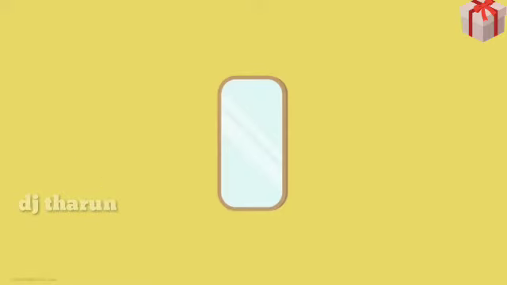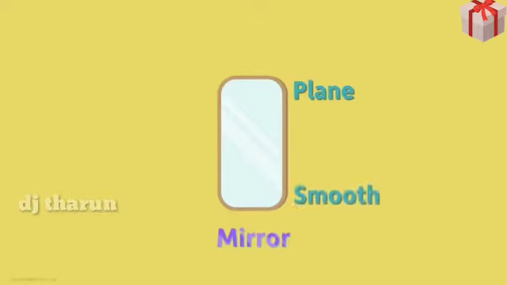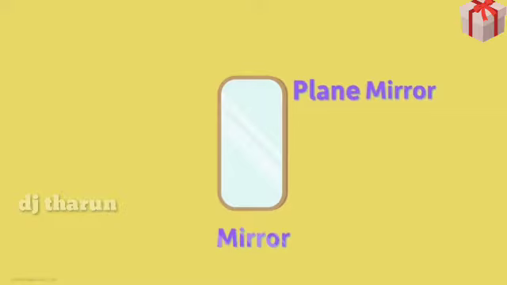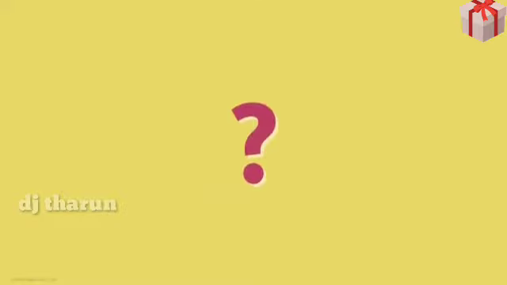What you see on your screen is a mirror. It has this plane and smooth reflecting surface on one side. It's called a plane mirror because its reflecting surface is flat. What other types of mirrors have you seen?